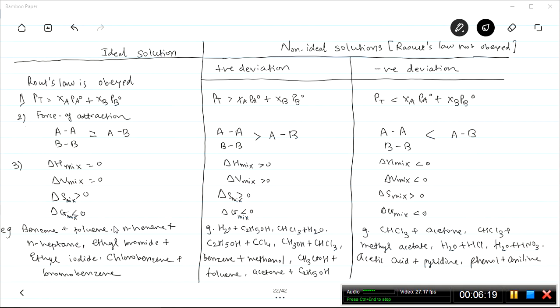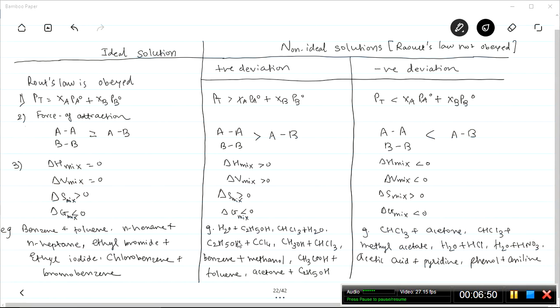Now there are certain examples that you will have to look at. So the ideal solutions are formed when you mix benzene and toluene together, n-hexane, n-heptane, ethyl bromide, ethyl iodide, chlorobenzene, bromobenzene, etc. If you observe the kind of force of attraction that you will have in molecules of benzene and toluene, it is going to be the same when you mix them together also. So that is why the kind of solution that they are forming is an ideal solution.